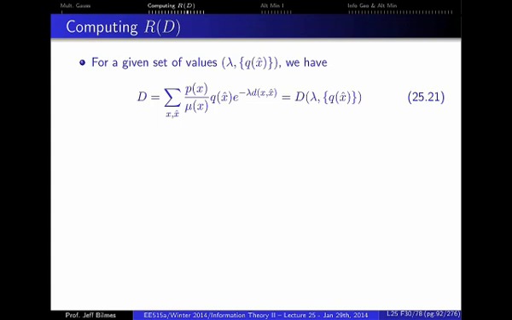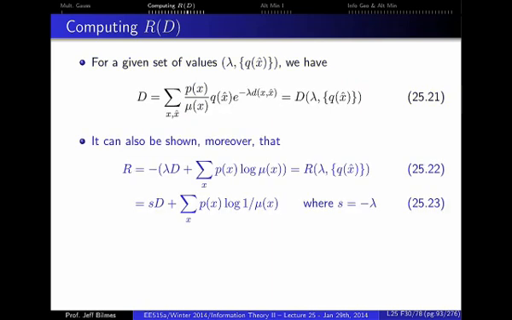And so then we get this expression. Given a set of values, lambda and q of x hat, we get the distortion value. Here's the expression for it. You can think of it as distortion as a function of lambda and these q's, right? And we also get a rate value, again a function of lambda and these q's.